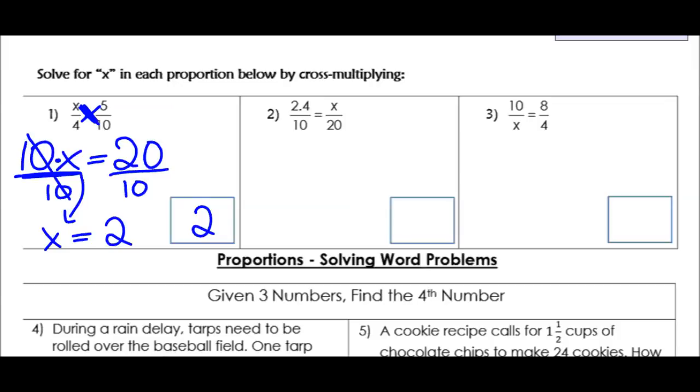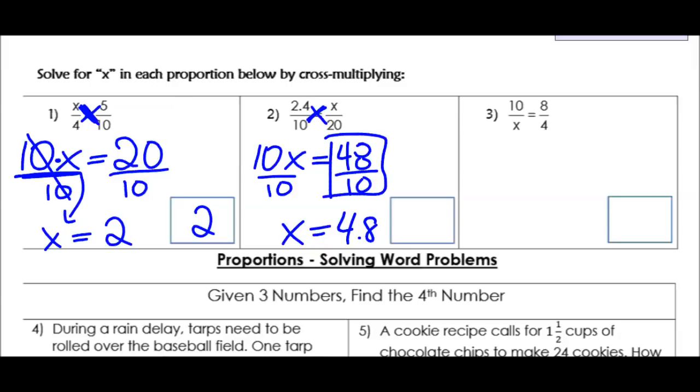Same kind of steps on the next one. We're cross multiplying. I always write my variable on the left side, so I'm multiplying 10 times x again. And that equals 2.4 times 20 is 4.8. Same exact last step. You always just divide by that extra number. Whatever's being multiplied times the x, you're going to divide by that. Sorry, I kind of jumped to the answer there. It's really 48. I was thinking one step ahead. We're going to divide that by 10. So x equals 4.8. 48 divided by 10, that gives us that 4.8.